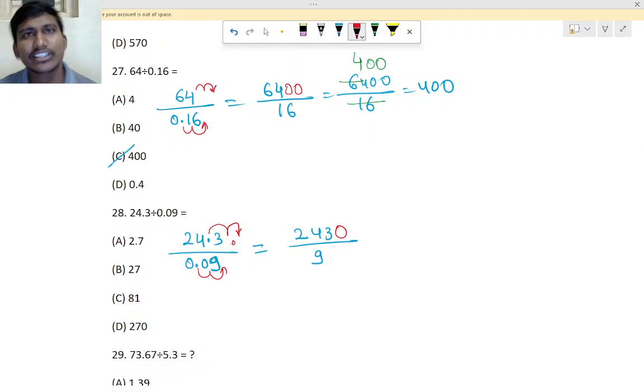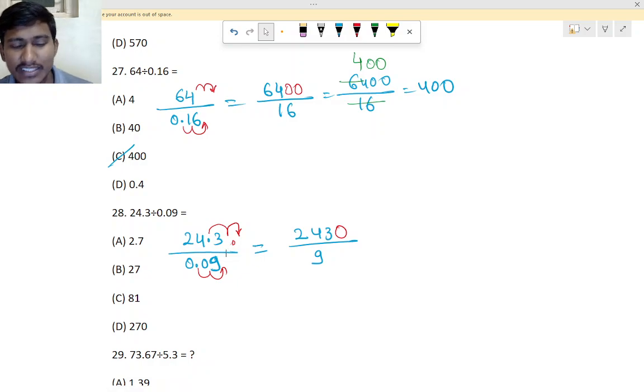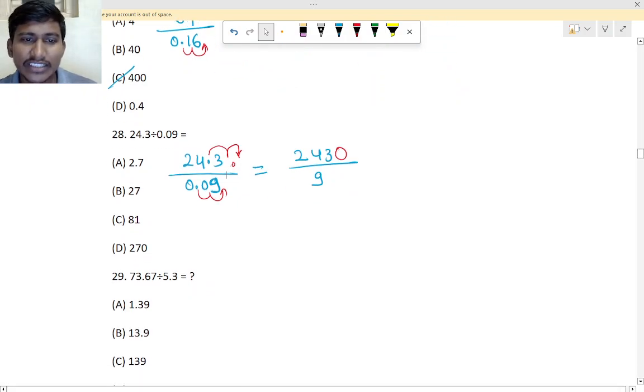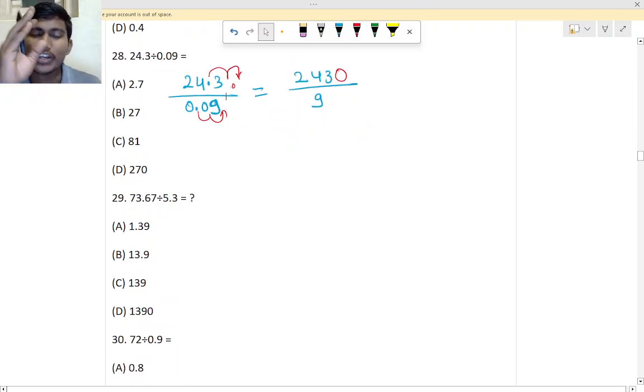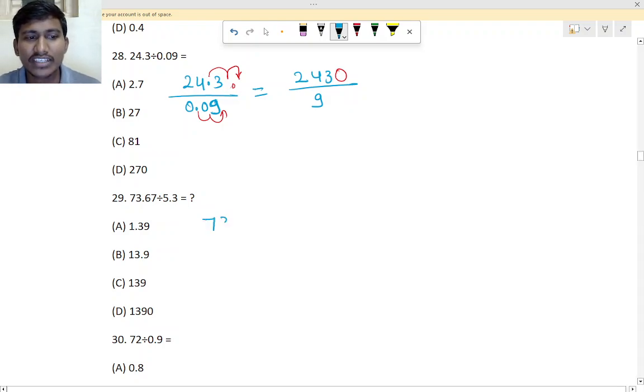2430 divided by 9. You divide it and find the answer. Will you do it? Division? Okay, good. So answer is correct. 270 is the answer. So now 29 also is very easy. We just have done. So 73.67 divided by 5.3. Will you do it as homework?